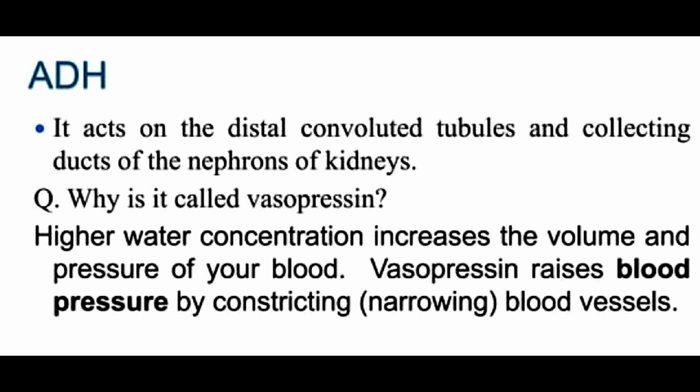What is the action of ADH on the renal tubules? It increases water reabsorption by regulating the water channel proteins, the aquaporins, through V2 receptors. Second is the vasopressor action. ADH causes vasoconstrictor action. It causes the constriction of arteries in all parts of the body. Due to vasoconstriction, the blood pressure will increase.